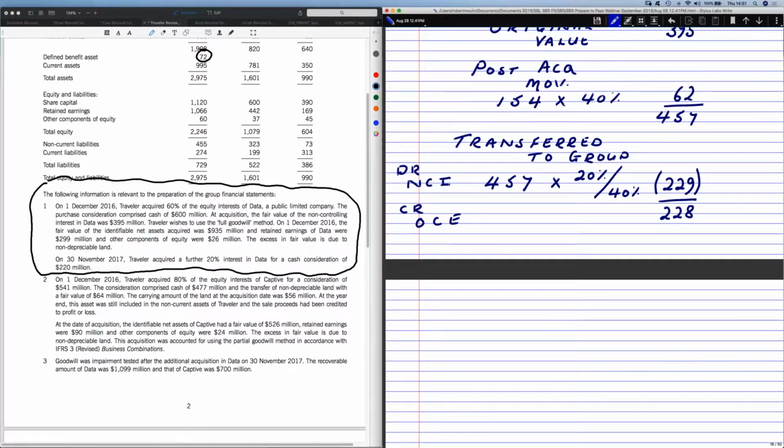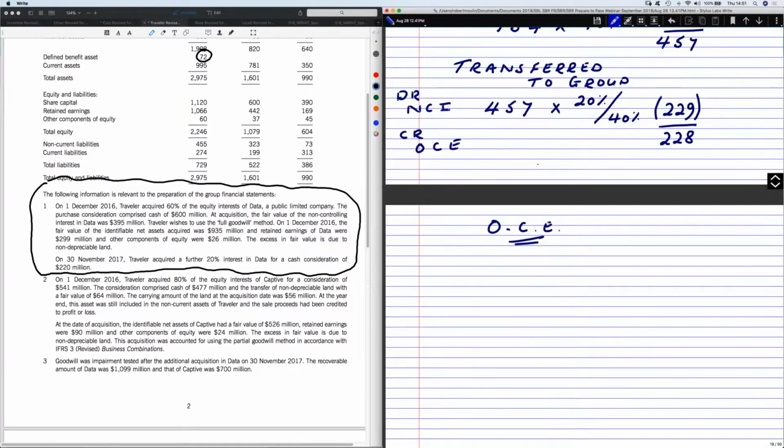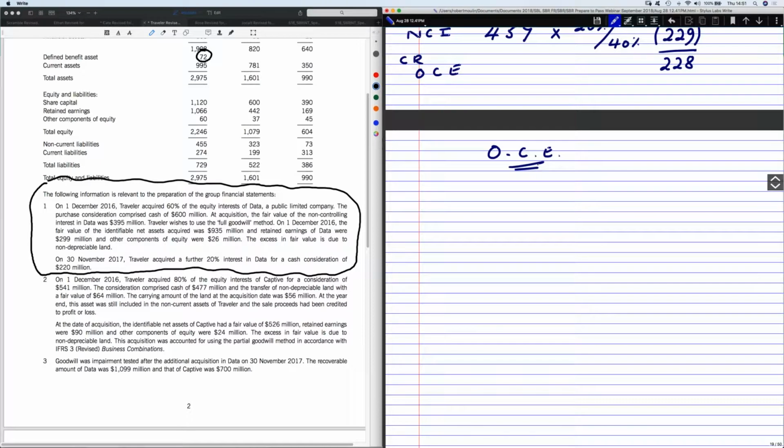Right, now let's finish this off then, and let's look at OCE, because you're not going to get your increase in 20% for nothing. There is going to be consideration paid for this. And if we go back to the question, tell me please, how much was paid by Traveller to acquire the further 20%? It was 220 million, says Jodian, and I agree with you. So I'm going to put here consideration, in brackets, consideration of 220. And you could say credit the bank and debit OCE.